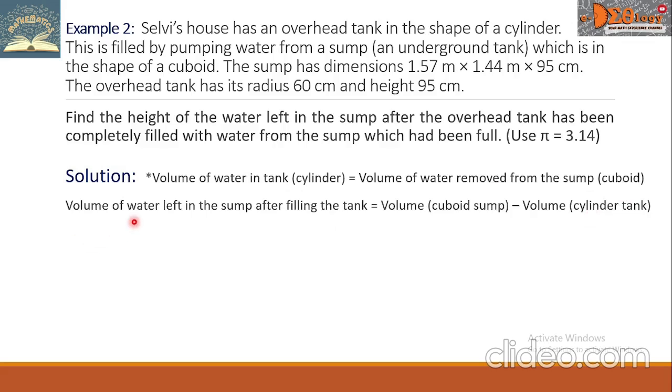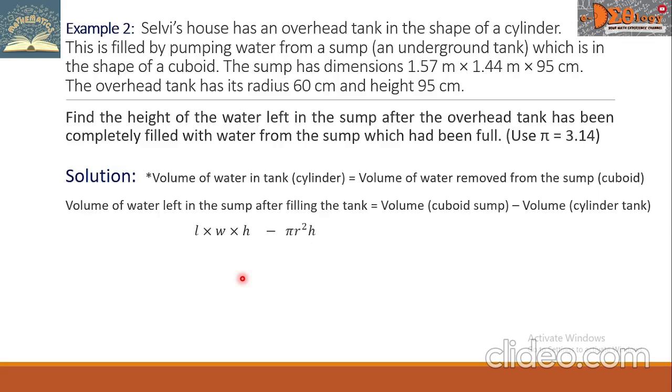Now, the volume of water left in the sump after filling the tank equals the volume of the cuboid sump minus the volume of the cylinder tank. Let us show the formulas. For the volume of the cuboid, that will be length times width times height, minus the volume formula for the cylinder, pi r squared h. Let us substitute the corresponding values with respect to meters.